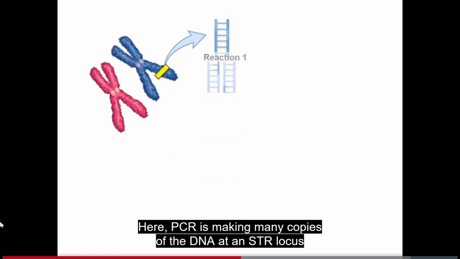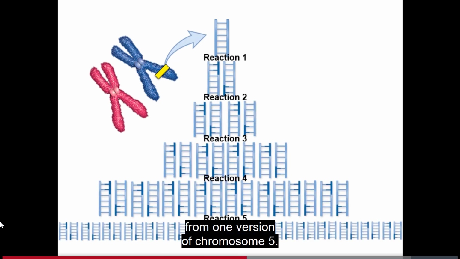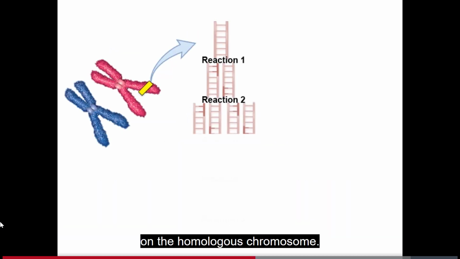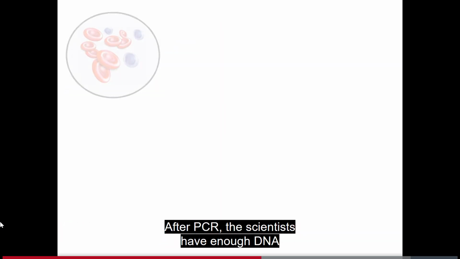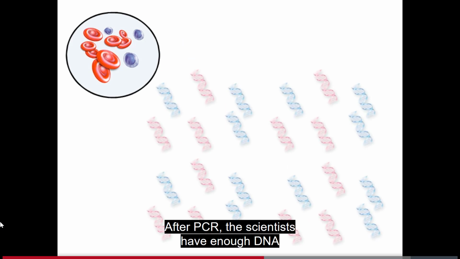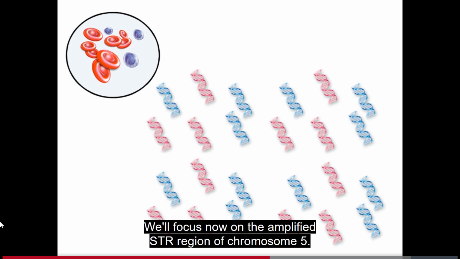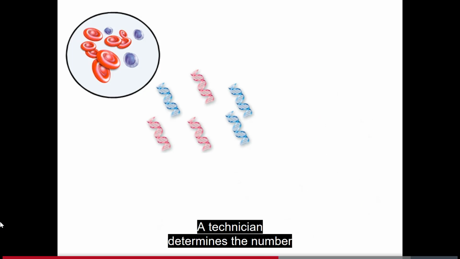Here, PCR is making many copies of the DNA at an STR locus from one version of chromosome 5. PCR also amplifies the same STR region on the homologous chromosome. After PCR, the scientists have enough DNA to begin generating the DNA profile. We'll focus now on the amplified STR region of chromosome 5.